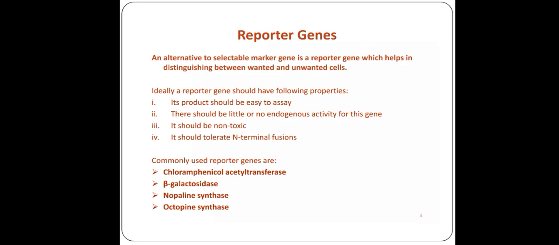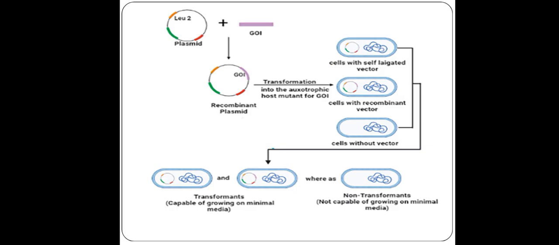The other one is the reporter gene. An alternative to the selectable marker gene is a reporter gene, which helps distinguish between wanted and unwanted cells. The reporter gene should have the following properties. It should be easy to assay. There should be little or no endogenous activity for this gene. It should be non-toxic and it should tolerate N-terminal fusion. Commonly used reporter genes are chloramphenicol acetyltransferase, beta-galactosidase, nopaline synthase, and octopine synthase.